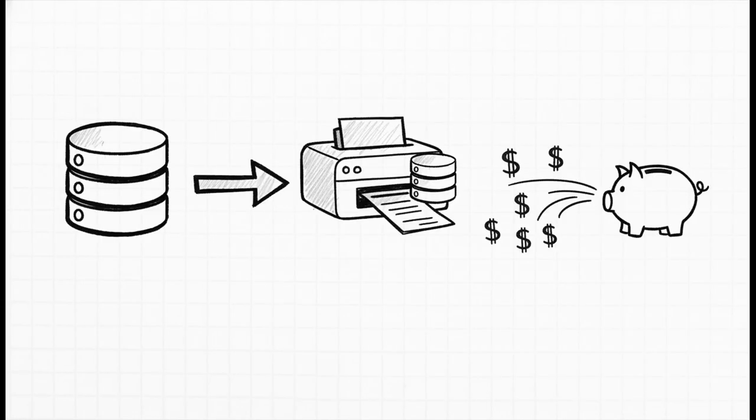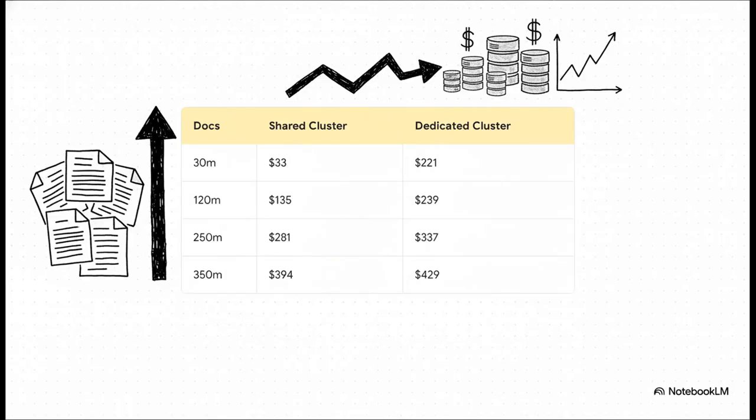Next up, let's talk about money. Because a dedicated search service is exactly that, another service. It's another piece of infrastructure you have to pay for every single month. And that cost is going to depend on how much data you have and how you're using it. And this table does a great job of laying out the real numbers. The source gives us some pretty solid estimates.